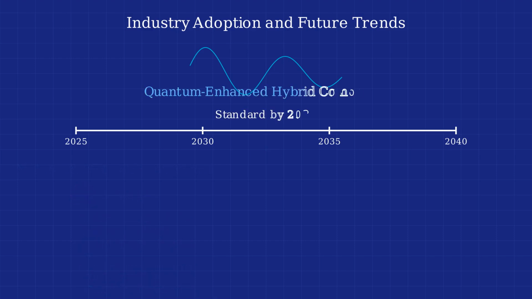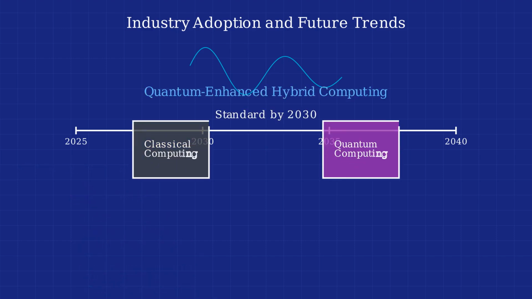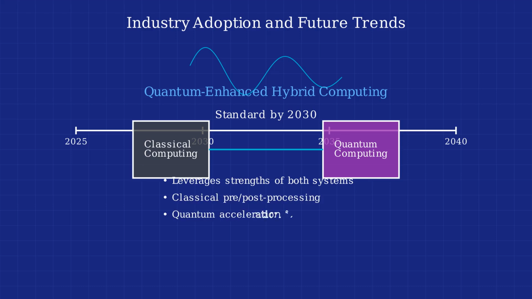By 2030, quantum-enhanced hybrid computing is expected to become the standard approach where classical and quantum systems work together. This hybrid approach leverages the strengths of both systems. Classical computers handle pre-processing and post-processing, while quantum processors accelerate specific complex tasks. This hybrid model provides a more practical approach for the near term, allowing organizations to begin leveraging quantum advantages without waiting for fully fault-tolerant quantum computers.